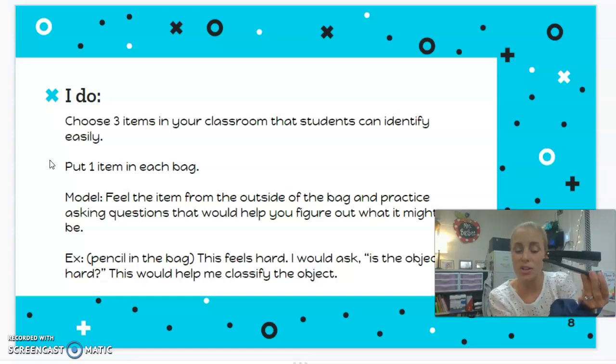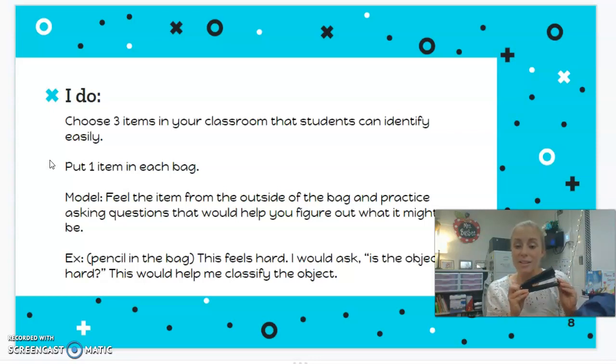My last one isn't really a question that I would want you to be asking me. I want you asking me about properties, right? So is it hard or soft? Does it make noise or is it quiet? Maybe the color of it. Remember that properties chart we talked about? So you're asking me questions that have to do with the properties.